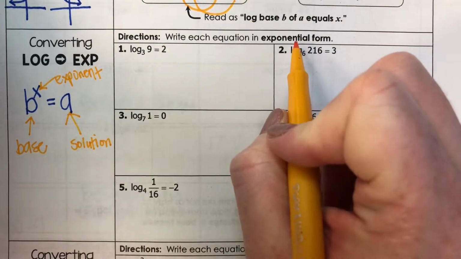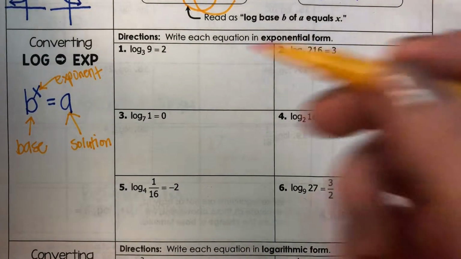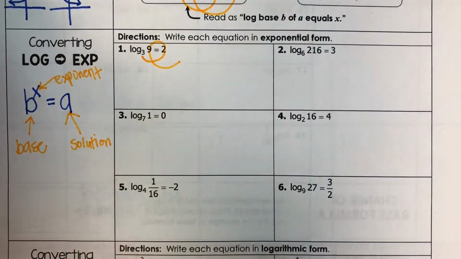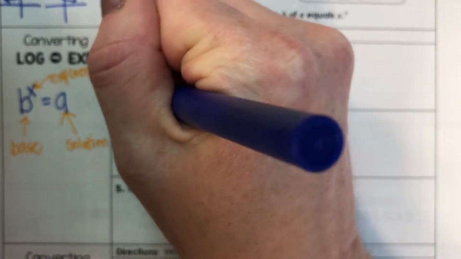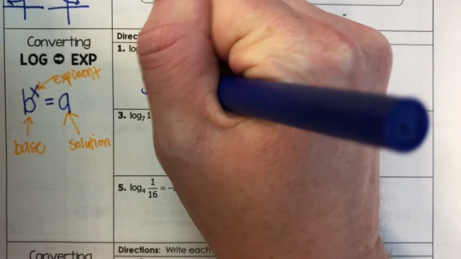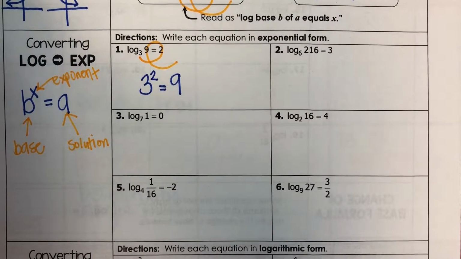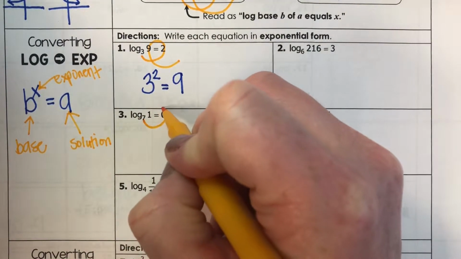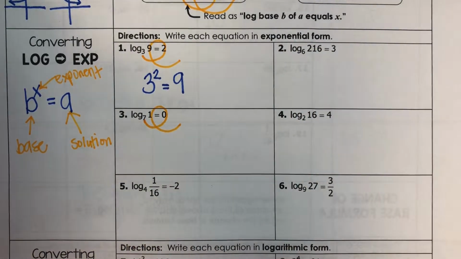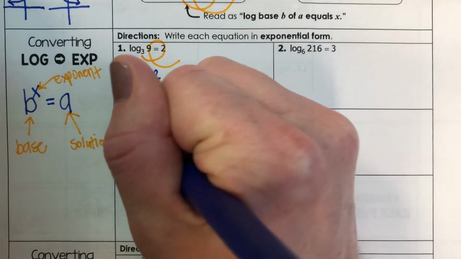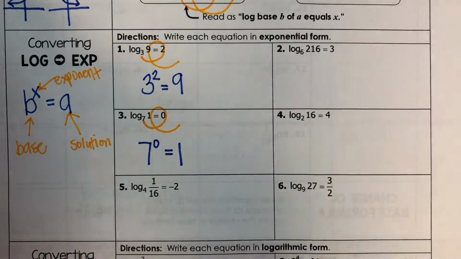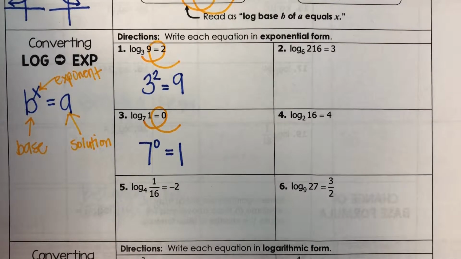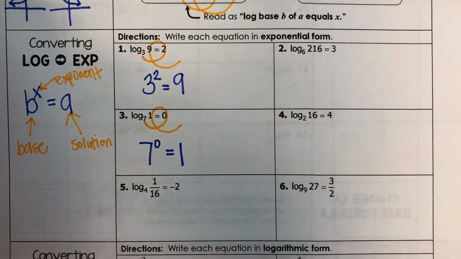If I want to rewrite it in exponential form, I'm going to draw my E. I'm going to start here at the base, come through 2, and down through 9. That will be 3 raised to the second power is equal to 9, and that is a true statement. Number 3. Start at the 7, go through 0, and end with the 1. So this is 7 raised to the 0 power equals 1. We know that is true because of our exponent rules. We know that anything raised to the 0 power is equal to 1.